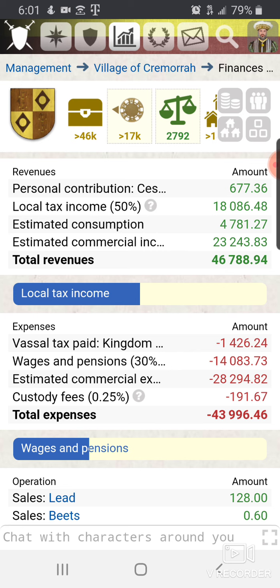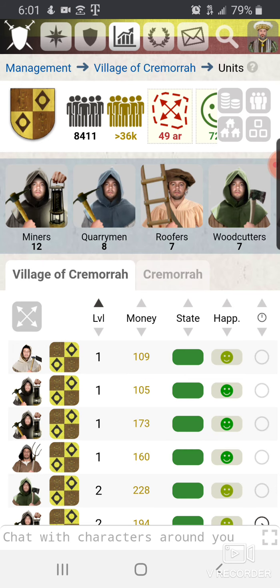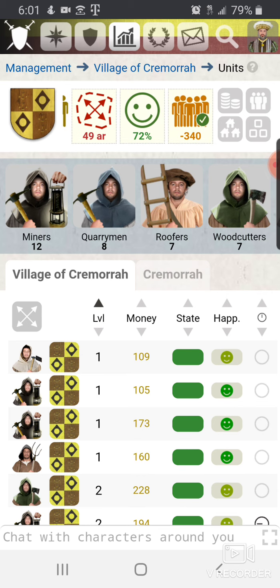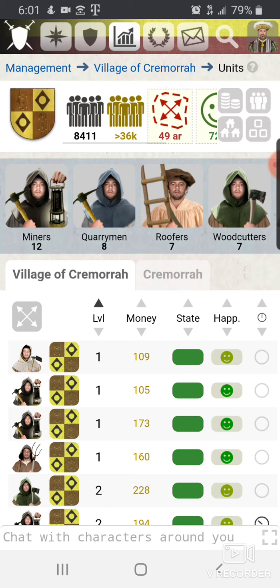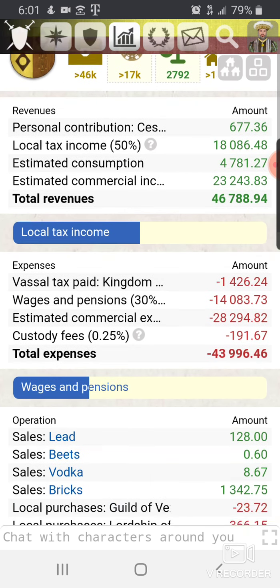The second page is our units, and we were just here. But what I want to go over is the happiness and the migration flow. Right now we have 8,400 people. That's 84 units. Real quick, I'll just go back here. 8,400, which would be times 100 per unit, 84 units, sorry.